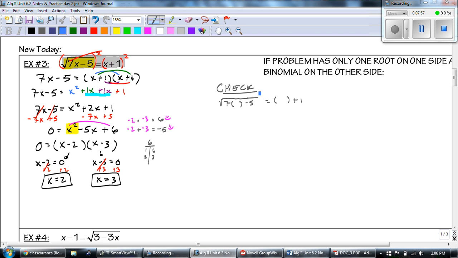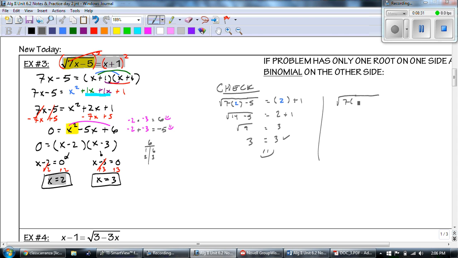I'm gonna plug in 2. So 7 times 2 is 14, and 14 minus 5 is 9. And then the square root of 9 is 3. On the other side, we have 2 plus 1, and 2 plus 1 is 3. Okay, so I know my first answer works, but now I need to go and check the second one.